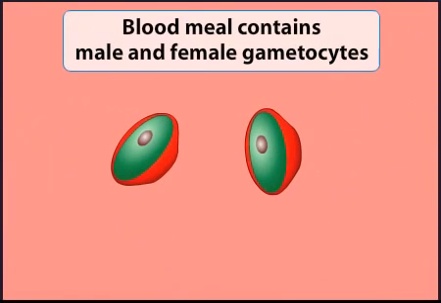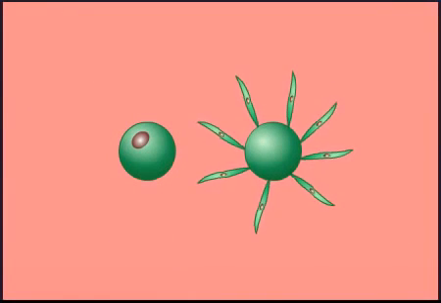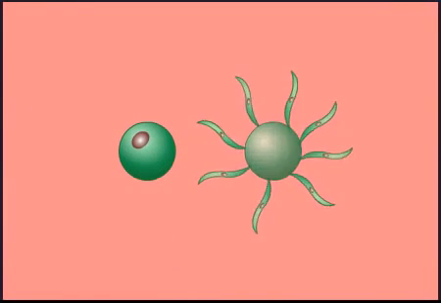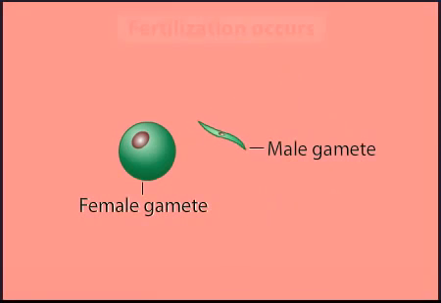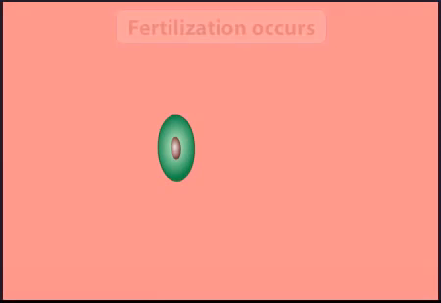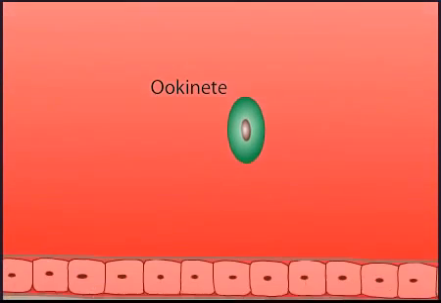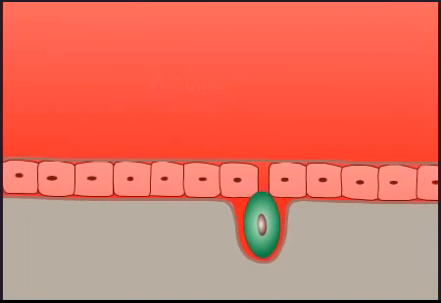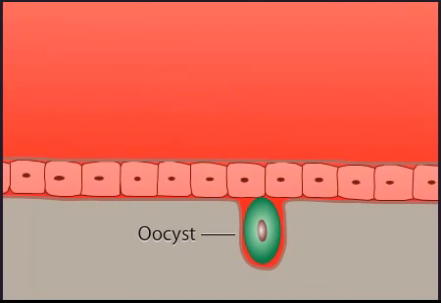In the mosquito's gut, the gametocytes escape from the red blood cells and develop into male and female sex cells called gametes. A male and a female gamete fuse to produce the first cell of the next generation, the zygote. The zygote matures into a motile cell called an ookinete and migrates to the wall of the mosquito's gut, where it develops into an oocyst.